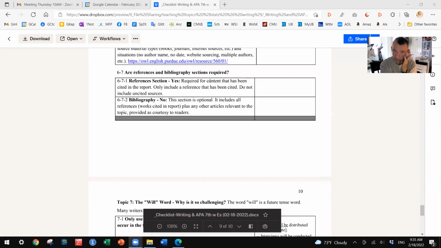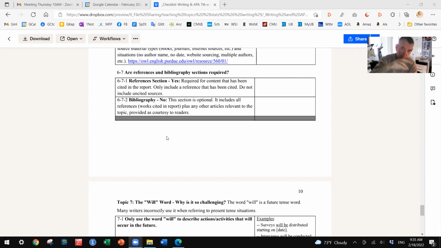Are references and bibliography sections required? If you cite one thing in your paper, you have to have a references section. And what's in the references must be cited in the paper. When I did my dissertation, I got in trouble for this, because I had some things in my references that weren't cited in the paper. And my committee knocked me pretty hard for that. So references has to be a one-to-one match: citations to references, references to citations.